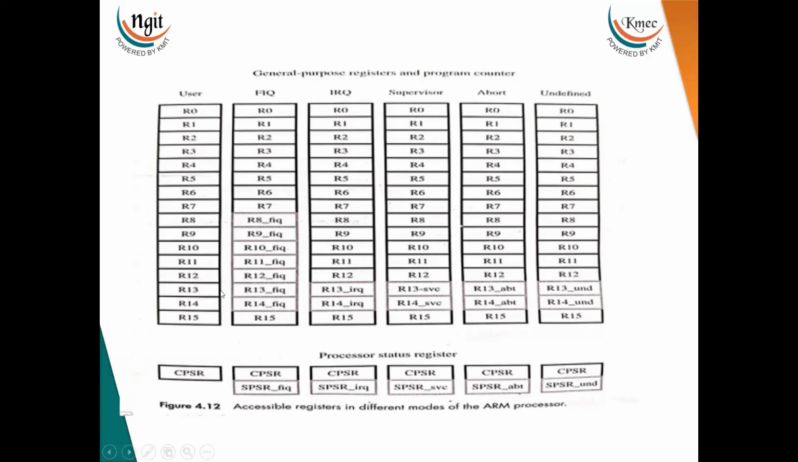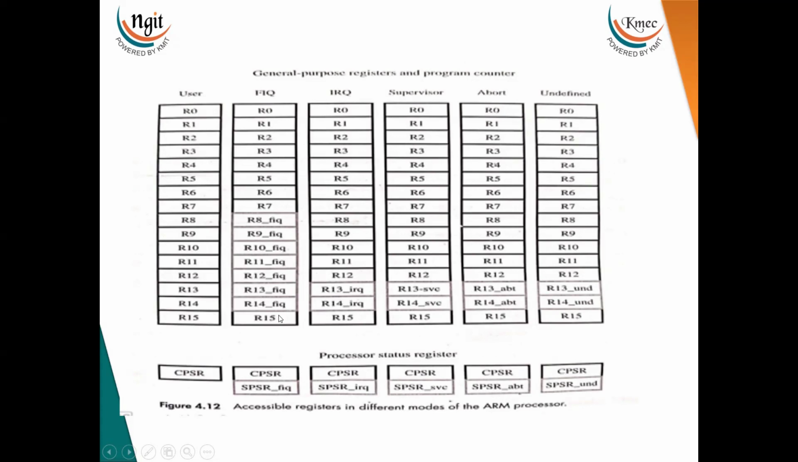Now what is this R13? R13 is a stack pointer. Then why are we using this stack? Here, from the user mode, the processor is executing one program. When an FIQ interrupt occurs, it will store the R15 value onto the R14, and the CPSR value onto the SPSR, and the starting address of the FIQ ISR will be stored in R15, and it will execute the program.